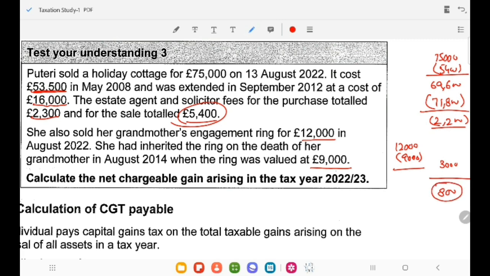2,200 आपके पास आया लॉस, क्योंकि आपकी जो नेट डिस्पोजल प्रोसीड है वो कम थी और एक्विजिशन कॉस्ट ज़्यादा थी. हाउ टू कैलकुलेट दिस 71,800? दिस इज़ द सम ऑफ ऑल दीज थ्री फिगर. 53,500 ओरिजिनल प्राइस, 16,000 improvement, and 2,300 incidental cost of acquisition.